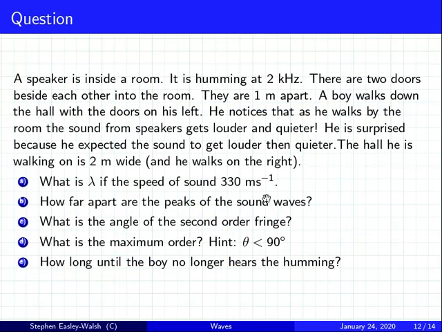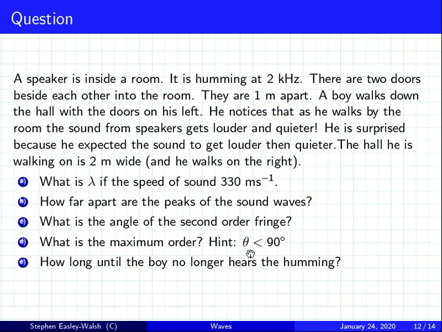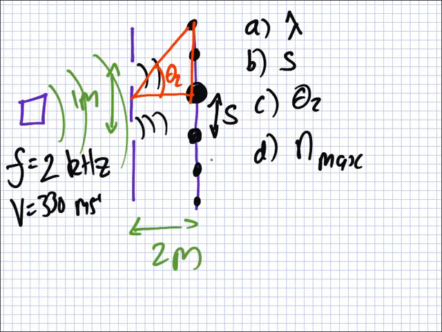D. Now you'll have to think about this. What is the maximum order? And I give you a little hint. The theta is always less than 90. Why would it be silly to say the theta is equal to 90? Because, yeah, it wouldn't hit the wall, so it's meaningless.